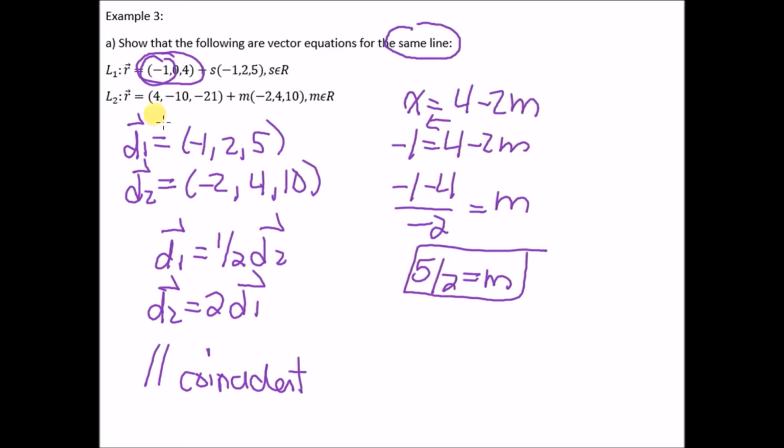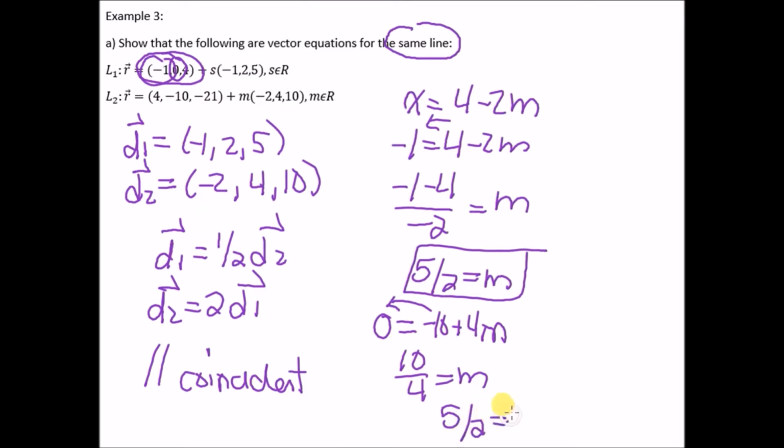Now we're going to continue. Let's sub in 0 for the next one. So 0 equals, and now we take the parametric equation for the y in L2: negative 10 plus 4m. Bring over that negative 10, we get 10 over 4 equals m, which is 5 over 2. So far it's looking good. So we get the same parameter for negative 1 and 0.